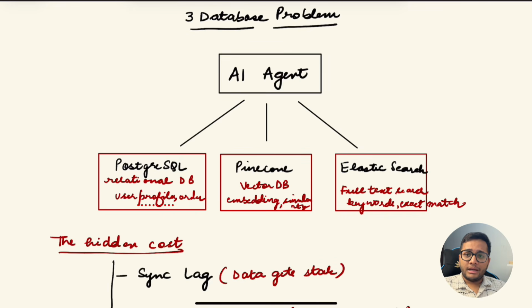Now why this entire problem comes back in the first place, and what's the solution we are choosing, right? So generally there's a three database problem. Any AI agent that you are currently working on, it calls upon three databases for different things, right? I'll give you an example of a simple library. You go to a library and you want to find a specific book.